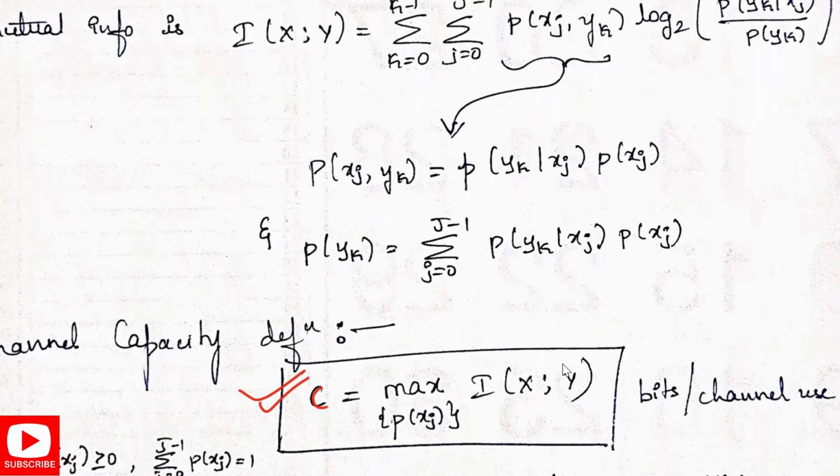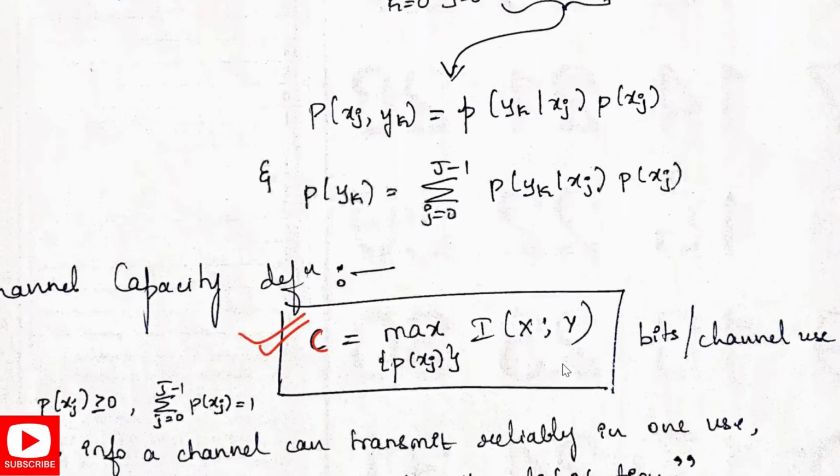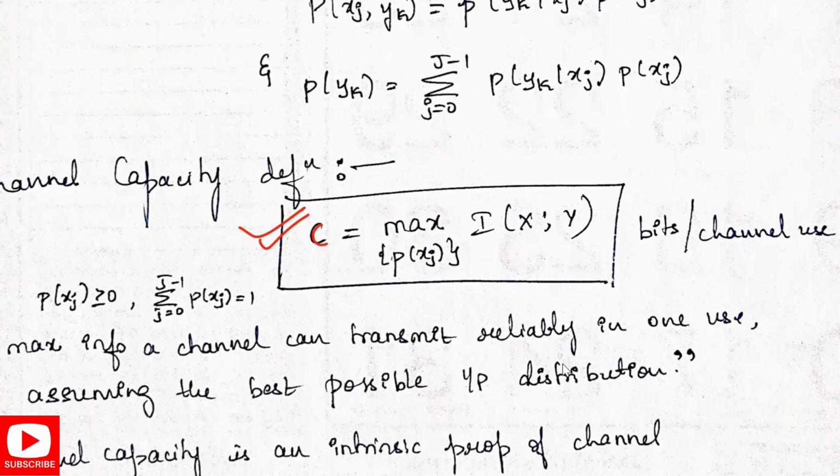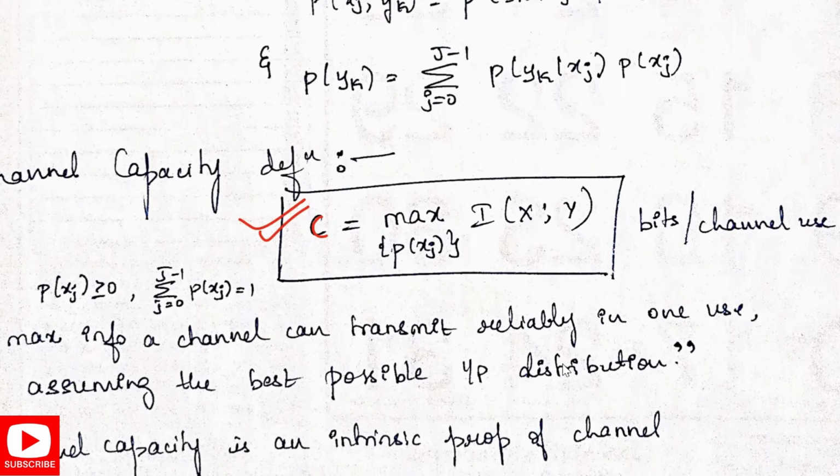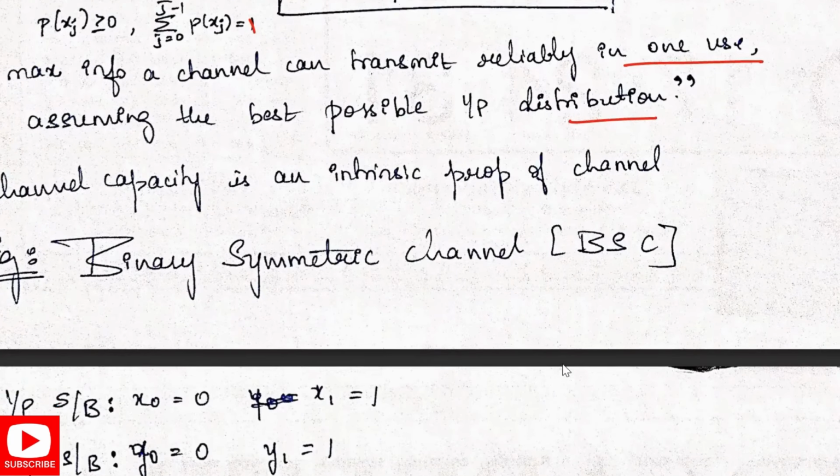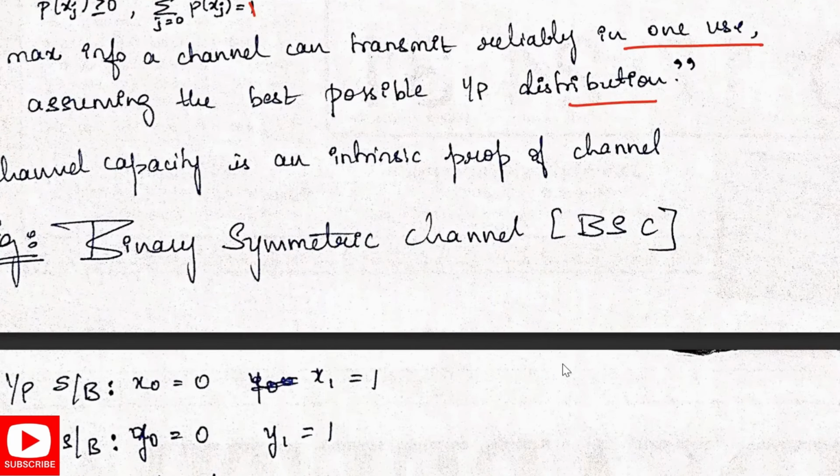Finally, the channel capacity definition is represented by C, and it is given as the maximum over the probability of xj of the mutual information, measured in bits per channel use. Here P of xj should be greater than or equal to 0, and the summation over j equal to 0 to J minus 1 is 1. You can also define it as the maximum information a channel can transmit in one use, assuming the best possible input distribution. The channel capacity is an intrinsic property of the channel.